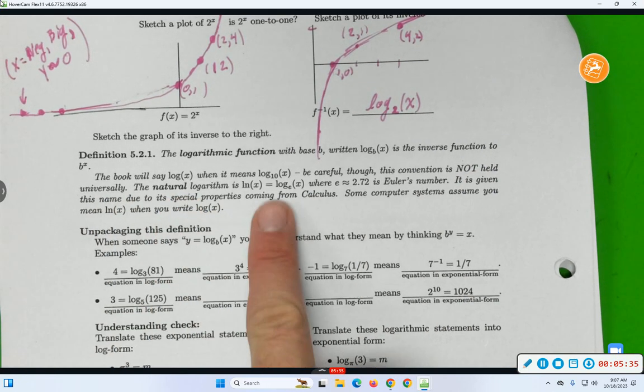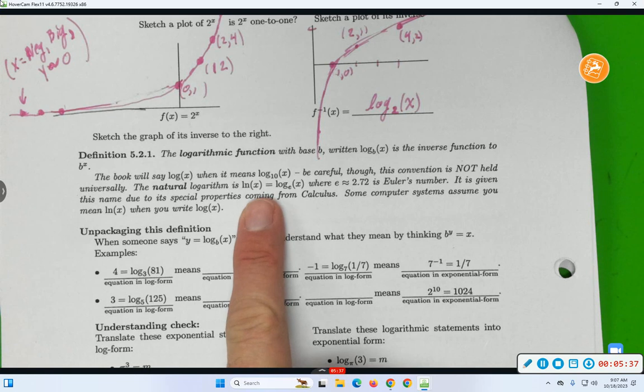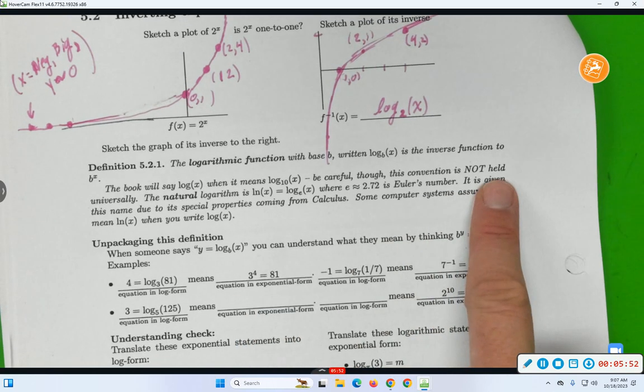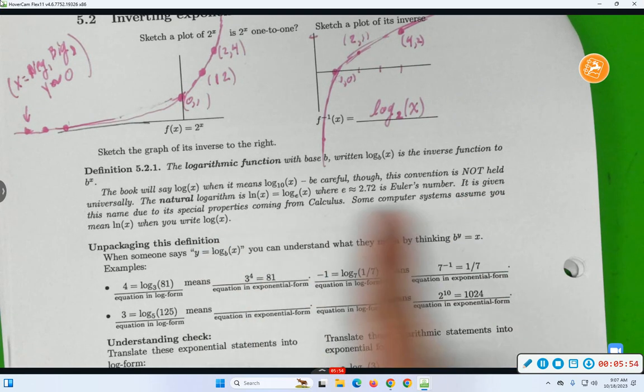The natural logarithm is the logarithm with Euler's base, for the same reason as the natural exponential is the exponential with base e. It has really nice properties from the point of view of calculus. Log base e does. It's given that name for properties coming from calculus.